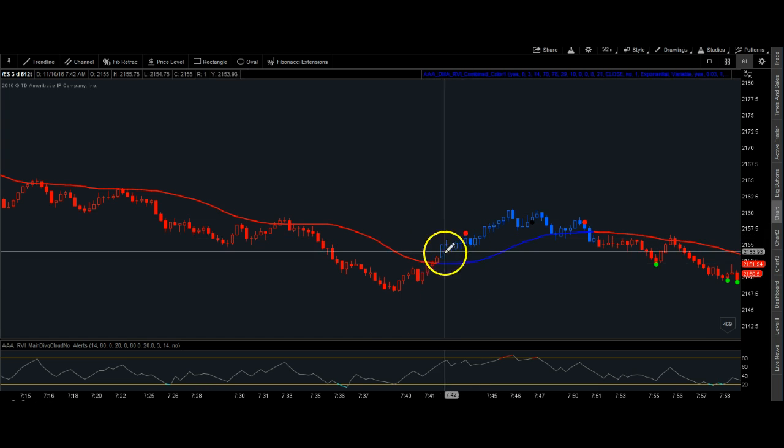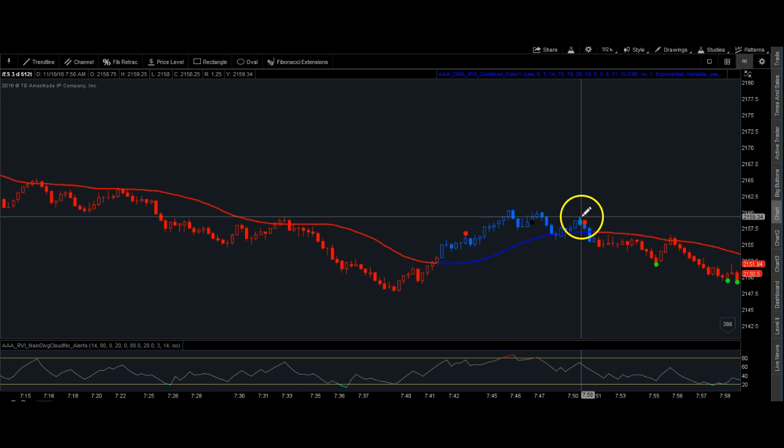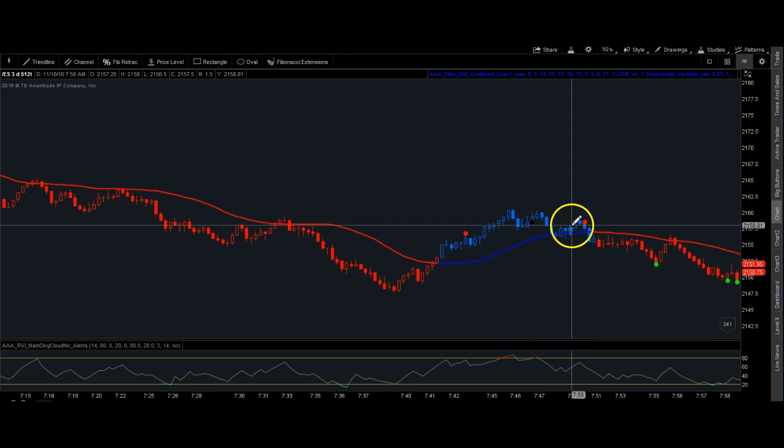Okay, so here's another example. Price breaks out, very first touch, and then the bounce for a couple points, couple ticks to couple points.